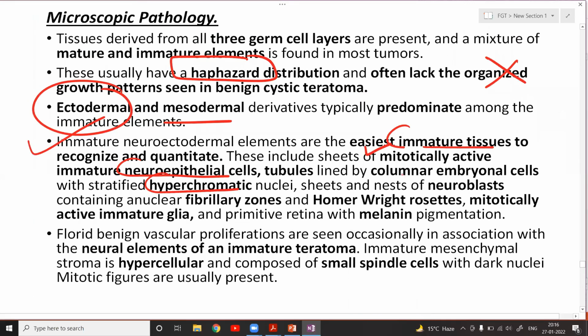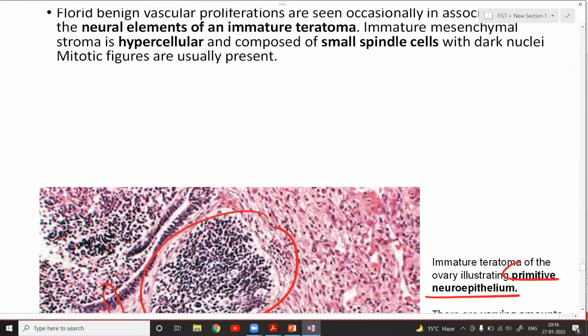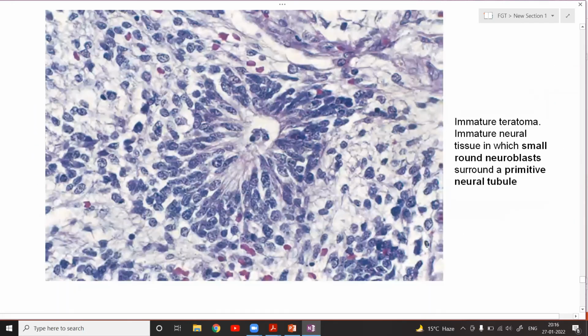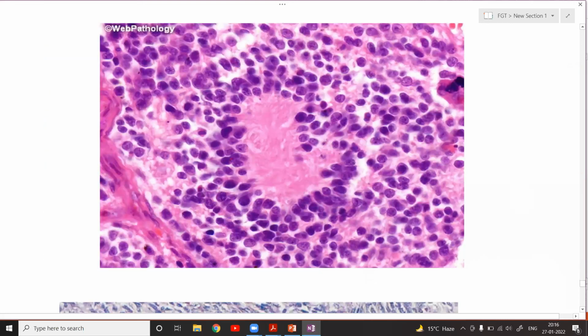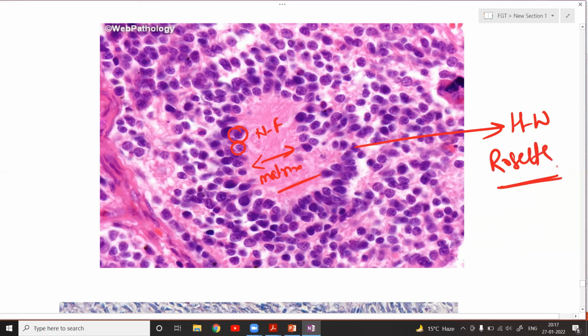They can be present as sheets and nests of neuroblasts containing anuclear fibrillary zones and forming what are called Homer Wright rosettes. Sometimes these neuroblasts are surrounding a neural tissue. These are small round neuroblasts, as you can appreciate over here. They are surrounding a primitive neural tubule. See over here, these neuroblasts are surrounding some neurofibrillary matrix. This is a fibrillary matrix. And what is this called? This is a rosette called a Homer Wright rosette, as you can appreciate over here.